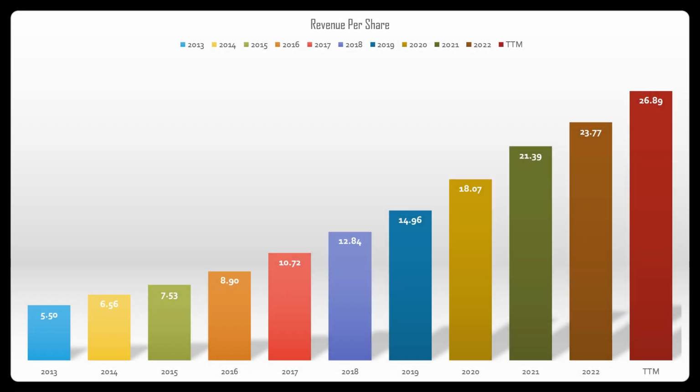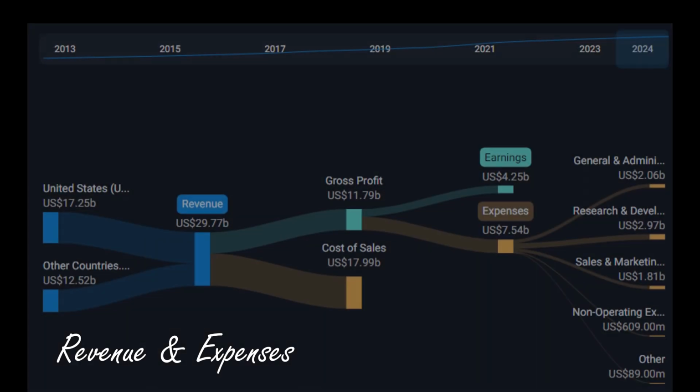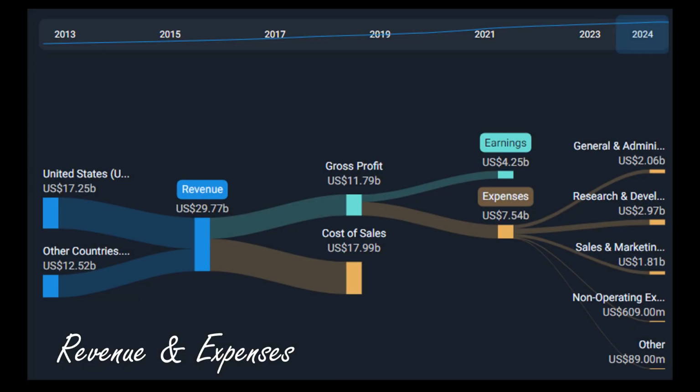Let's add some context to the revenue by looking back over the last 10 years. And wow, PayPal has continually increased its revenue year on year for the past 10 years. So why hasn't this been reflected in its share price? If we look at the revenue and expenses chart, we can see that USA consists of about 58% of PayPal's income, but it gets 42% of its revenue from other countries.